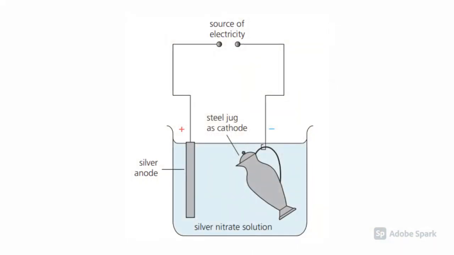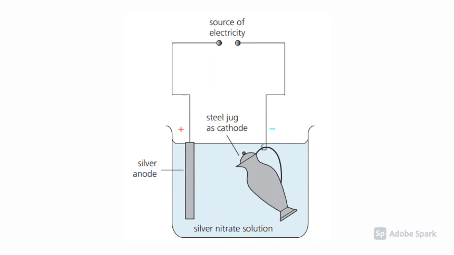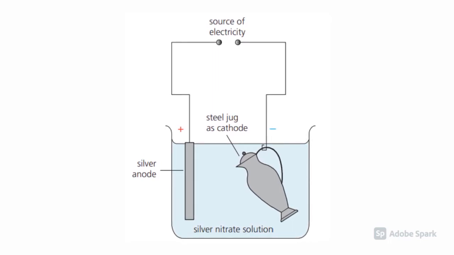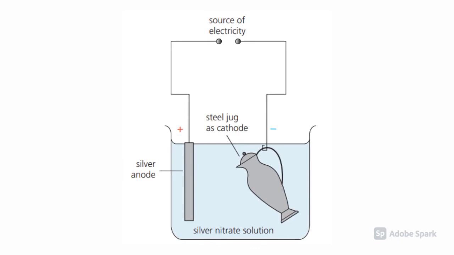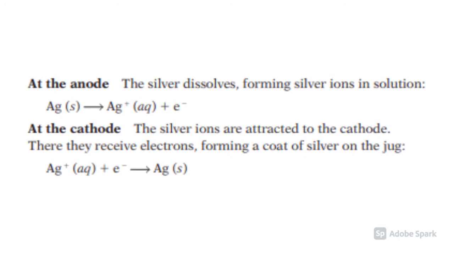This drawing shows how to electroplate a steel jug with silver. The jug is used as the cathode. The anode is made of silver, and the electrolyte is a solution of a soluble silver compound, such as silver nitrate. At the anode, the silver dissolves, forming silver ions in solution, and the silver ions are attracted to the cathode. There they receive electrons, and that's where they form a coat of silver on the jug. When the electrodes are connected to a power source, electroplating begins. When the layer of silver is thick enough, the jug is removed.